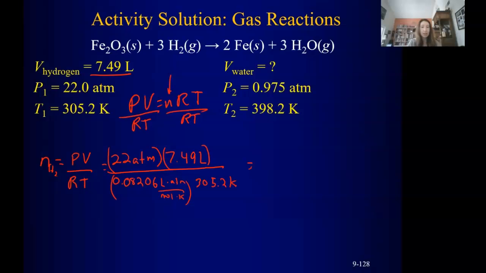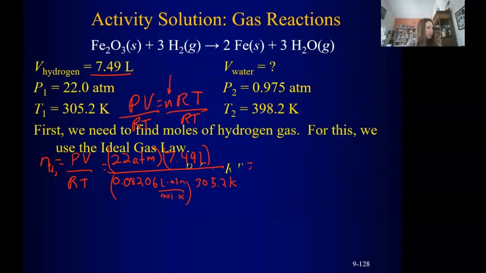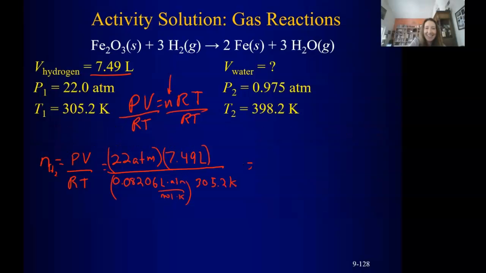So that's our step 1, moles of hydrogen. And I know everyone knows how to put this in there. So you end up with 6.58 moles of hydrogen. I already solved this one, so that's how I remember that answer.